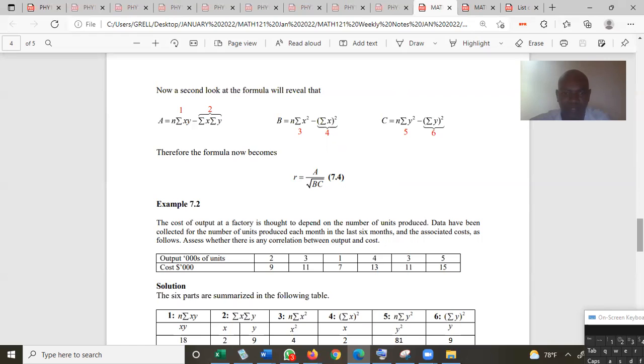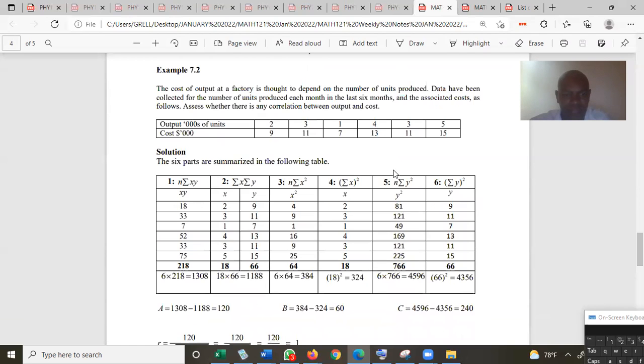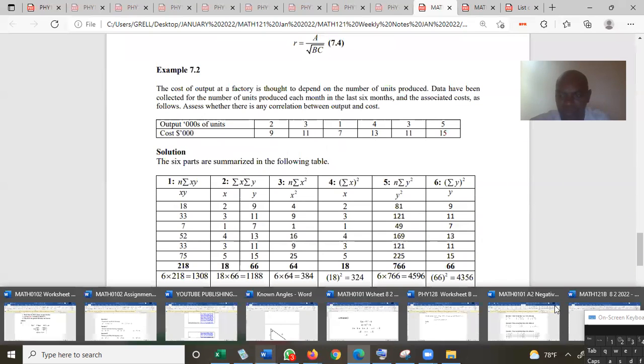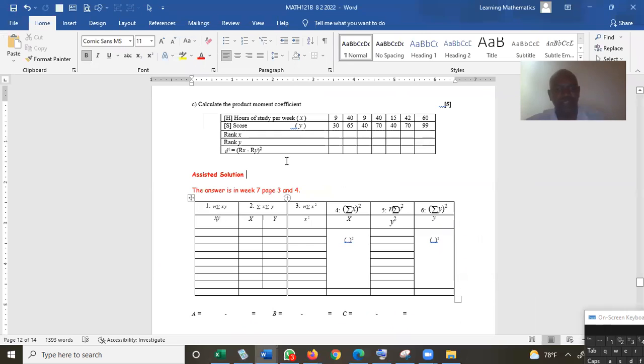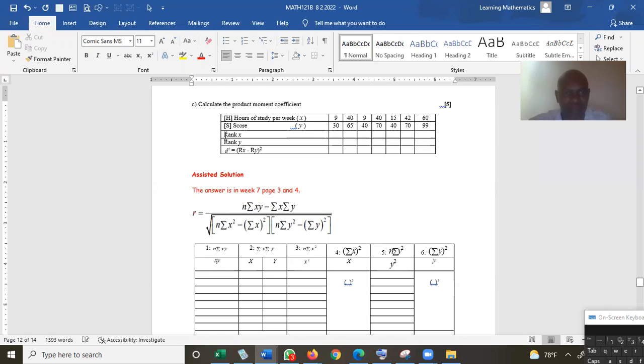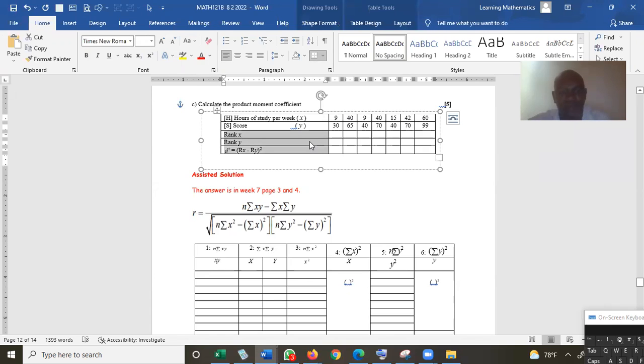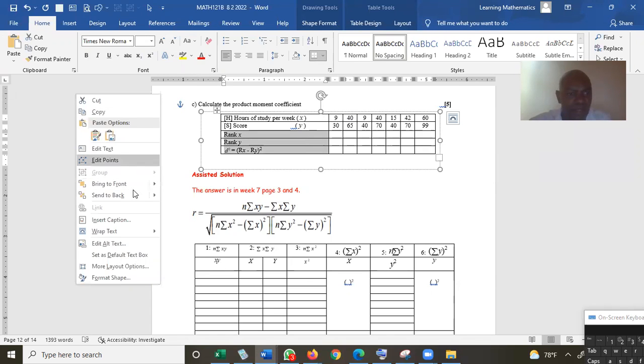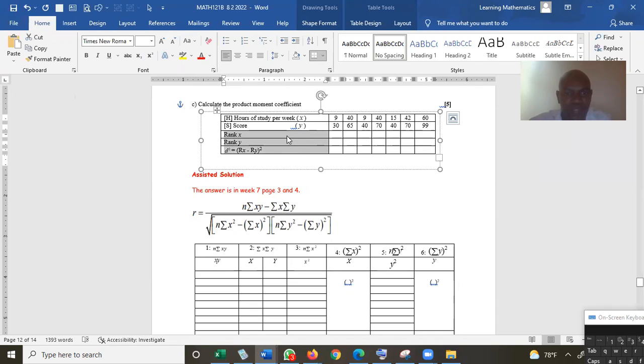And here you have an example, and we're going to apply this working out to question number 11, part C, how to measure the correlation, product moment wise, between hours of study and score. So the ranking, we don't need the ranking because that's for Spearman's. So this ranking that's going on there, that's for Spearman's. We don't need that ranking, so you can ignore this.